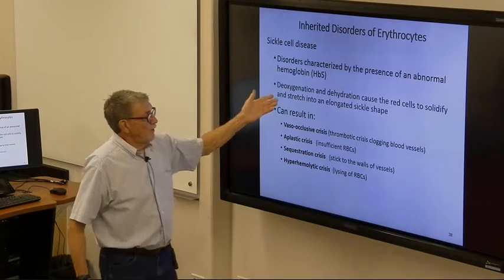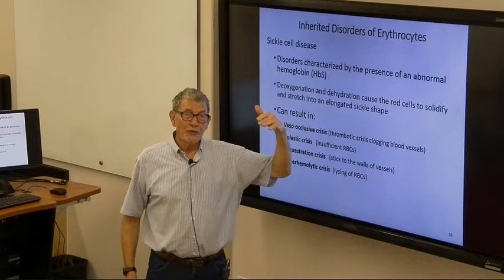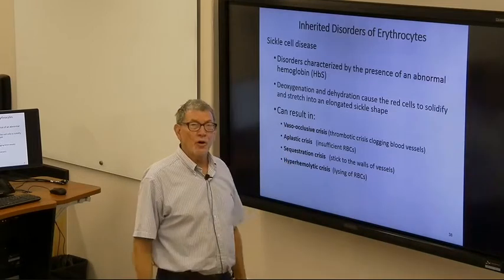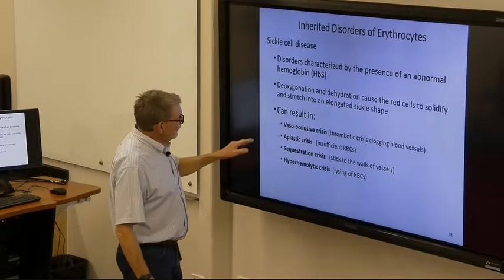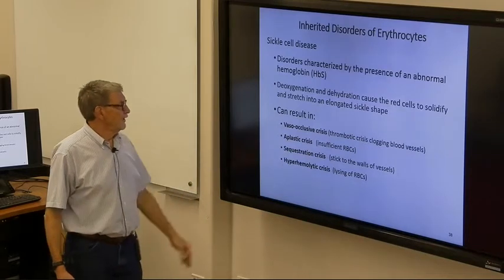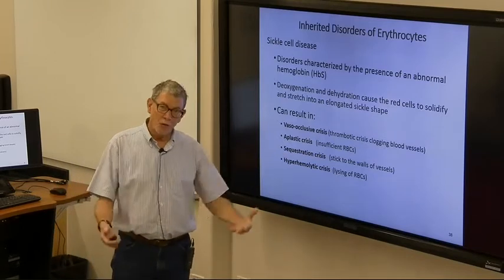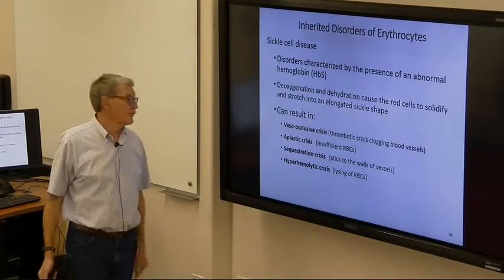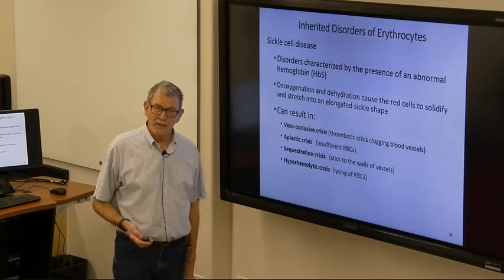and dehydration causes them to sickle. High altitude, low oxygen tends to cause them to sickle. Vaso-occlusive crisis, not enough red blood cells. Sequestration, where they're all sticking to the side of the blood cells. And they break apart easily too.